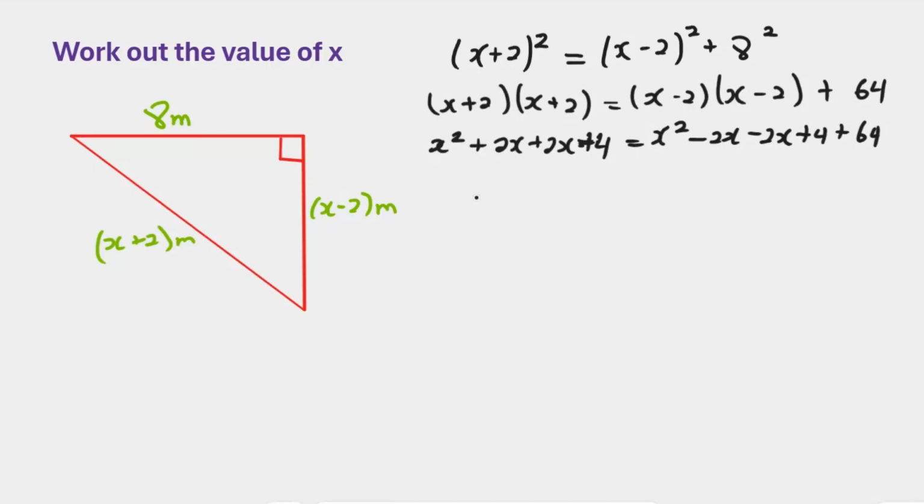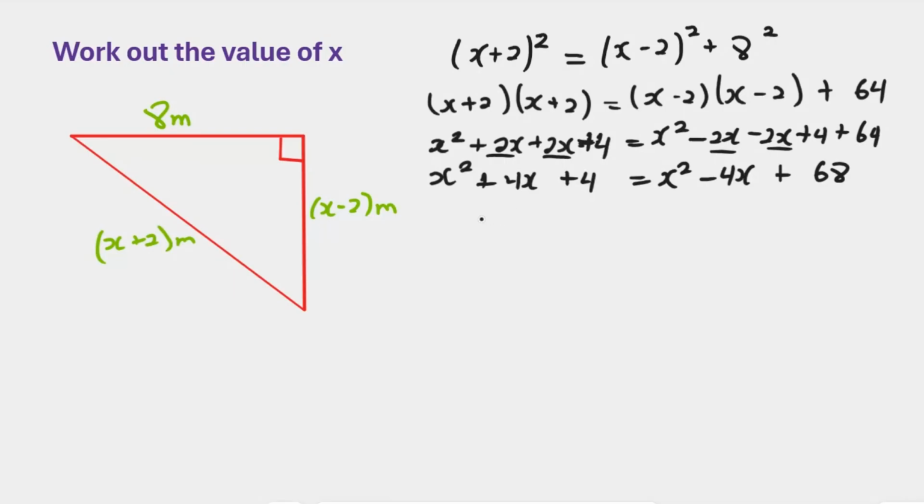The next thing is to simplify. So you have x squared here. These two guys, they are like terms. We can simplify to get 4x plus 4 equal to x squared. These two guys are also like terms that we can simplify to get, negative 2x minus 2x will give us negative 4x, and 4 plus 64 will give me 68. So what do we do next?